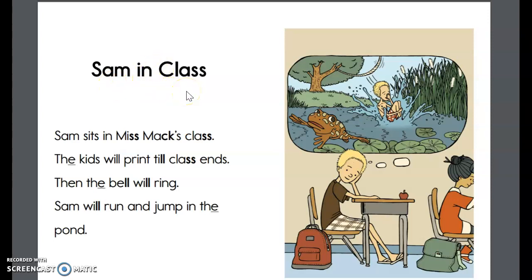Sam in class. Sam sits in Miss Mack's class. The kids will print till class ends. Then the bell will ring. Sam will run and jump in the pond.